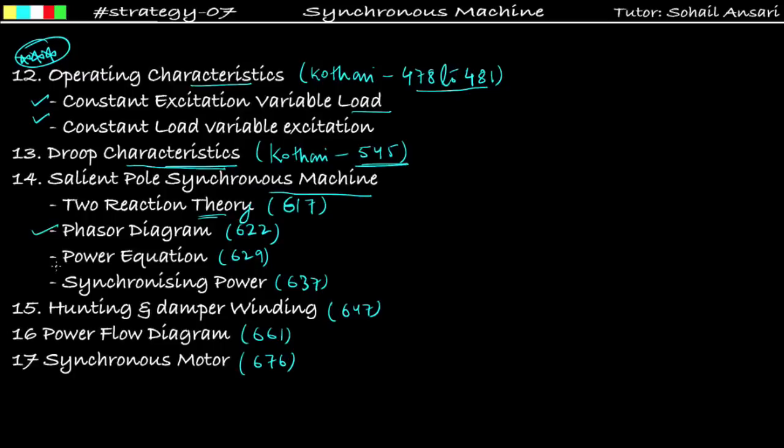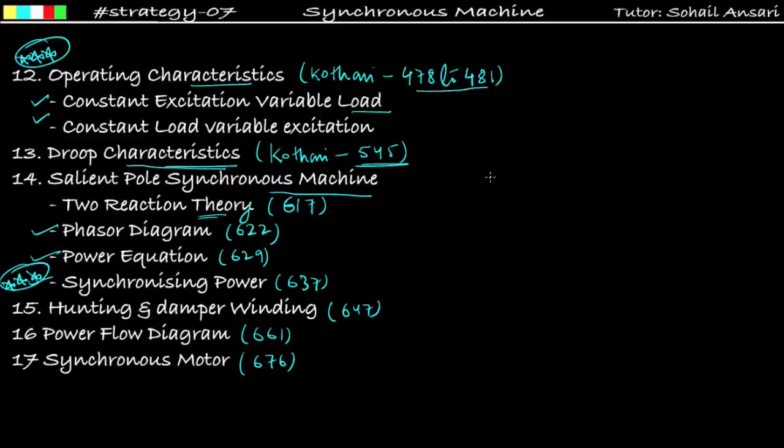Also you will get a phasor diagram as well as the power equation, as well as the concept of synchronizing power. This is very important, so go through that. This is a basic concept. If you have understood point number 1 to point number 13, then you can easily understand the salient pole synchronous machine.